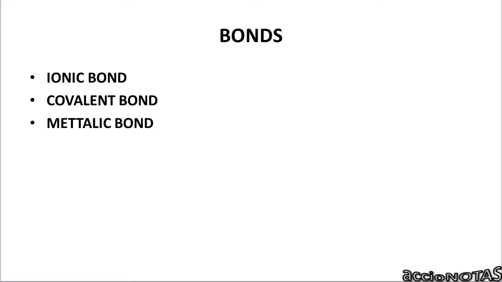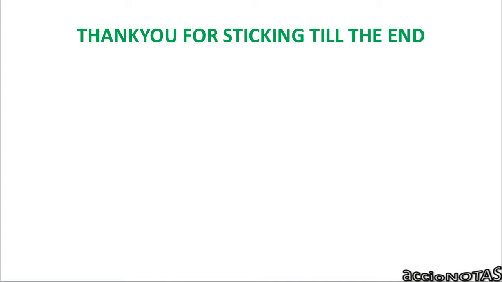Bonds. Ionic bond, covalent bond, and metallic bond. These are the 3 types of bond you will be studying for your O-level chemistry, and I will be discussing these 3 bonds in detail in my next video.